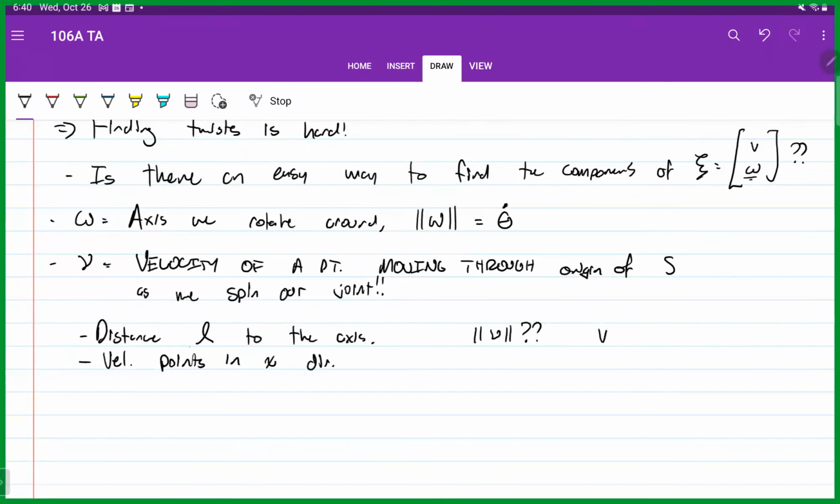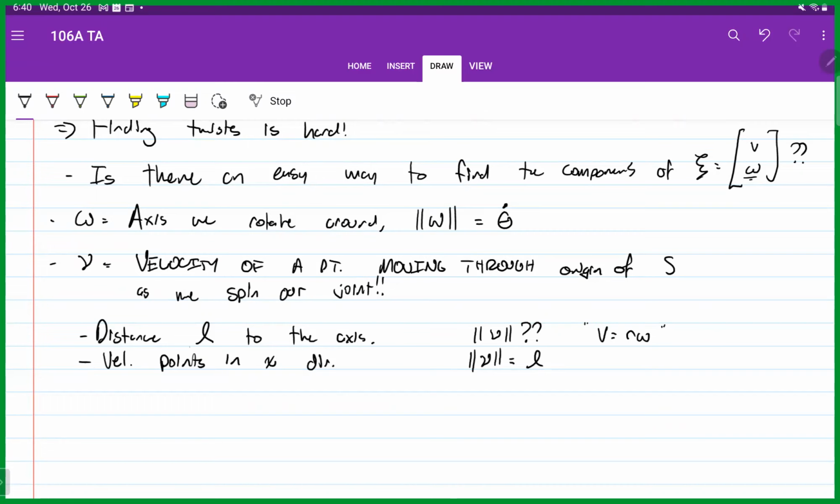Well, in general, we have this formula like v equals r times omega, right? r is your distance to your axis of rotation, and omega is your angular speed. This is something that you'll write in physics classes a lot. In this case, all that we know is that the magnitude of v is going to be our distance to the axis of rotation, which is L, multiplied by our theta dot. But since we're looking at a twist, theta dot is just equal to 1, okay? It's going to be L times 1, or just L.